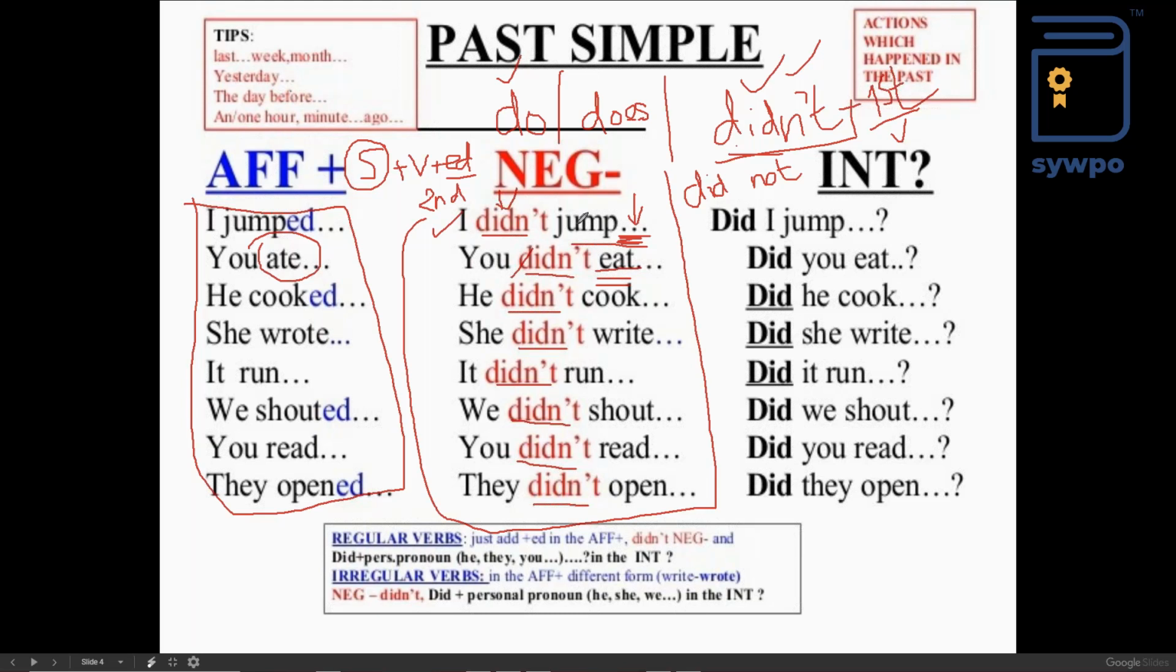I didn't jump, you didn't eat, he didn't cook, she didn't write, it didn't run, we didn't shout, you didn't read, they didn't open. Is this clear to everybody? Please write yes. If no, please let me know, because then I can explain. Okay?